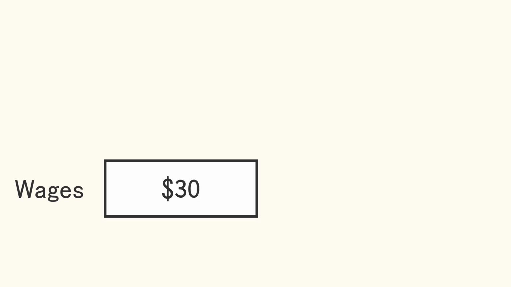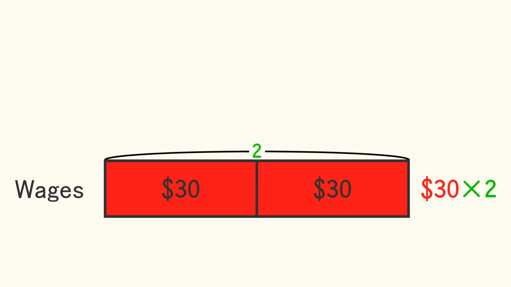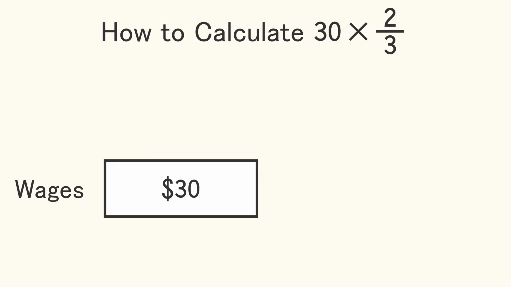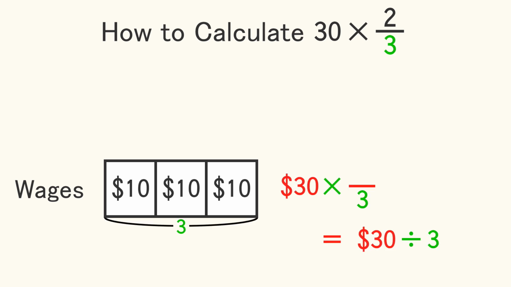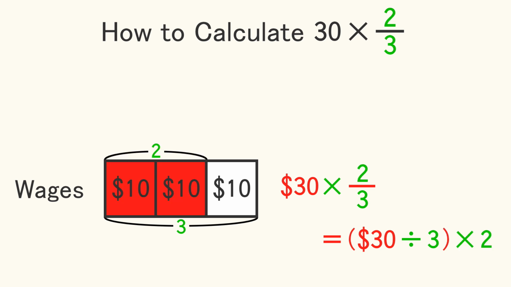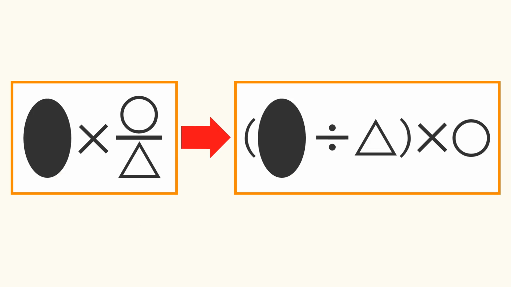Unlike the case of multiplying by a whole number, where we simply take the multiplicand multiple times and add it up, when multiplying by a fraction, we first divide the multiplicand into as many equal parts as the denominator indicates, and then take one of those parts as many times as the numerator indicates and add them up. In short, instead of multiplying by a fraction directly, you can first divide by the denominator and then multiply by the numerator.